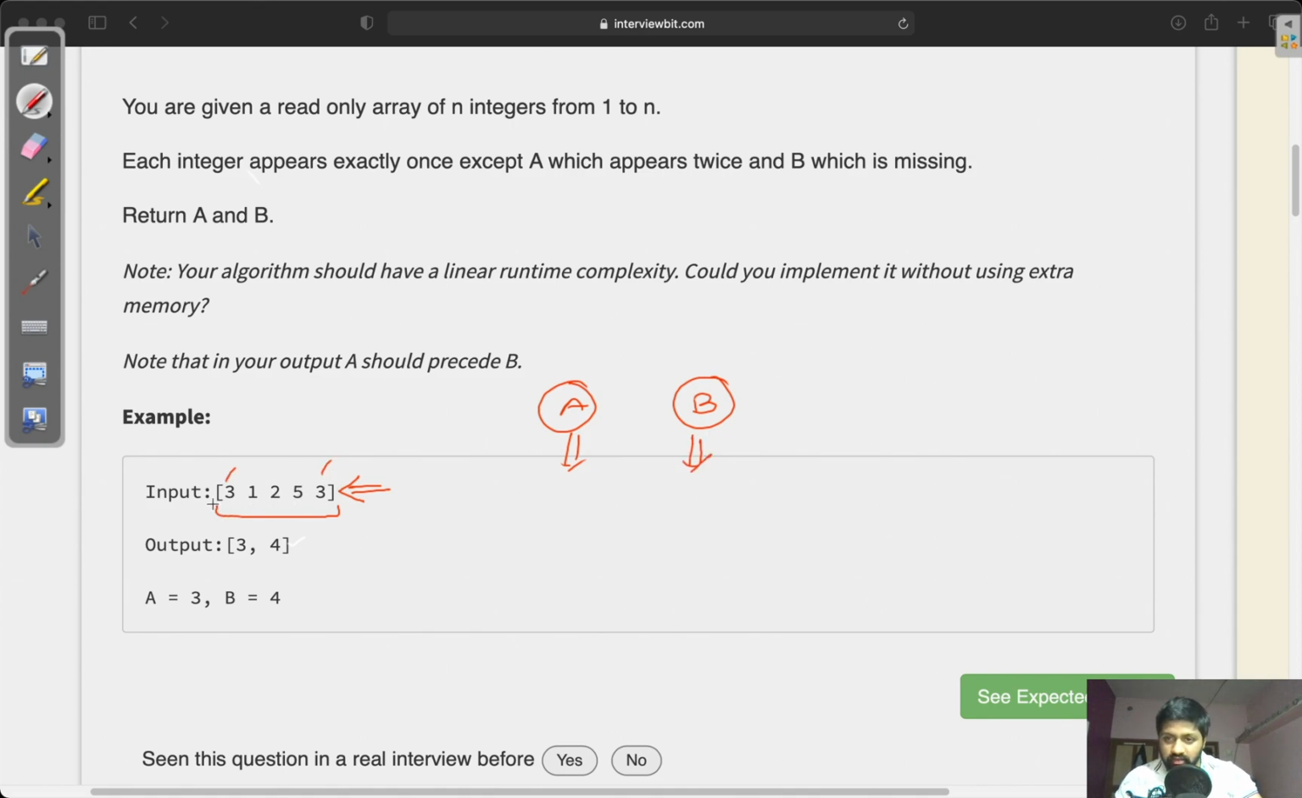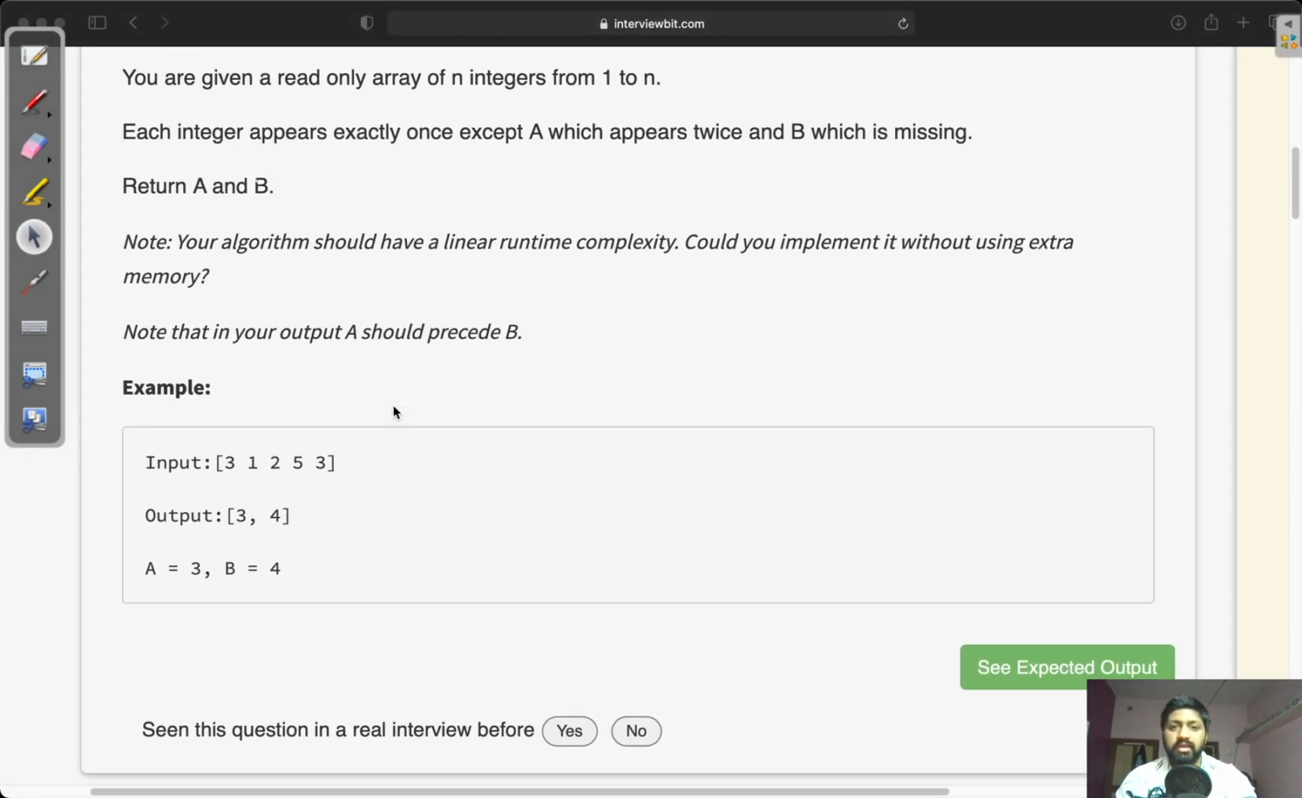See, the input given to us is a read-only array of n integers, that is from 1 to n. Just remember that if we have been given 5 integers, the integers are from 1 to n, and in these integers there is exactly one element that is missing and exactly one element that is repeated twice. So we have to find the missing element as well as the number that appears twice in this array. This is our task.